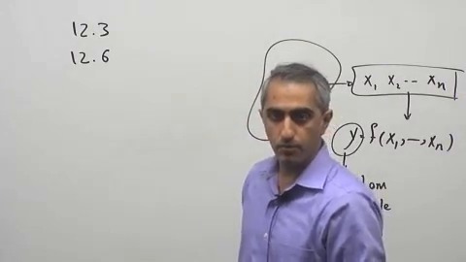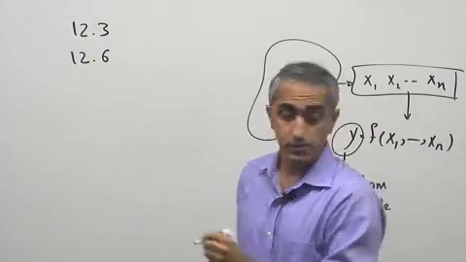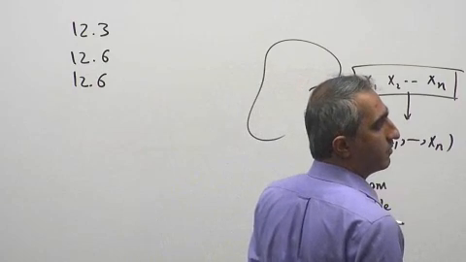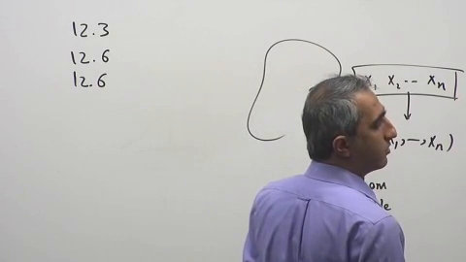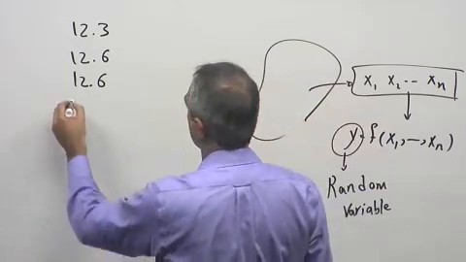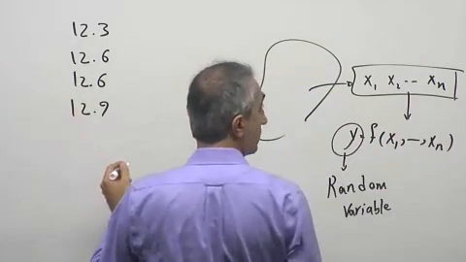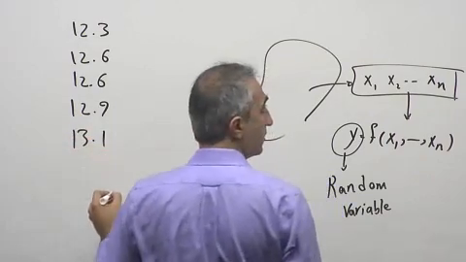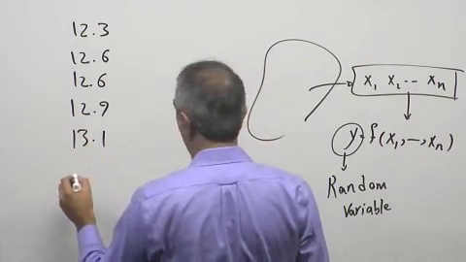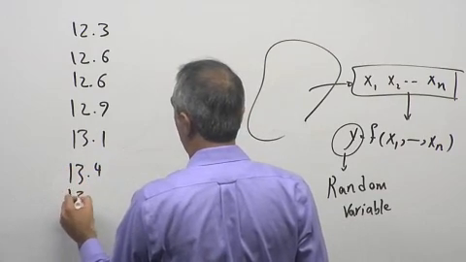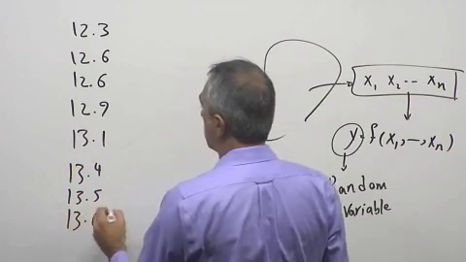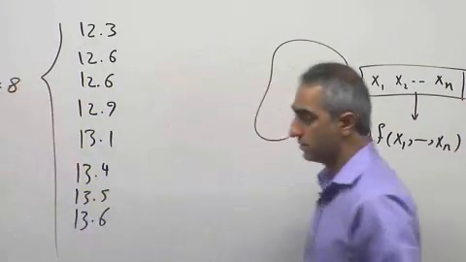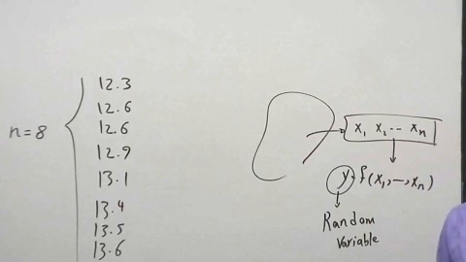Another 12.6. What else? We have 12.9. Can you help me? What is the next one? 13.1. 13.5. 4, 5, and 6. So how many data do we have? 8. Okay? So what we do, we want to find the middle.